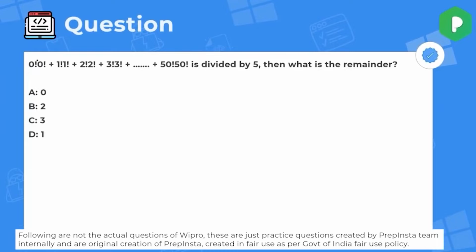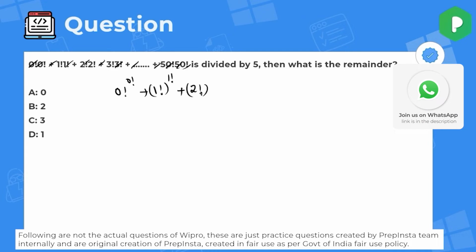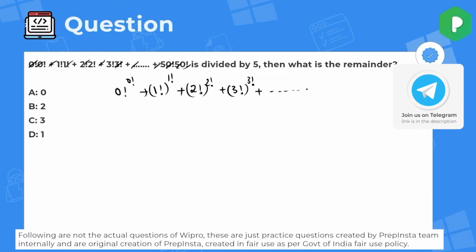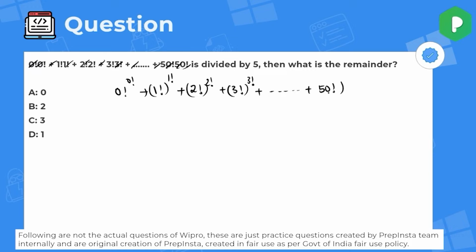Sorry, it's actually not like this. It is actually 0 factorial whole power 0 factorial plus 1 factorial whole power 1 factorial plus 2 factorial whole power 2 factorial plus 3 factorial whole power 3 factorial plus and so on plus 50 factorial whole power 50 factorial. So when this expression is divided by 5, what will be the remainder? You have to find. For this problem, I am giving you 1 minute of time. Your timer starts now.